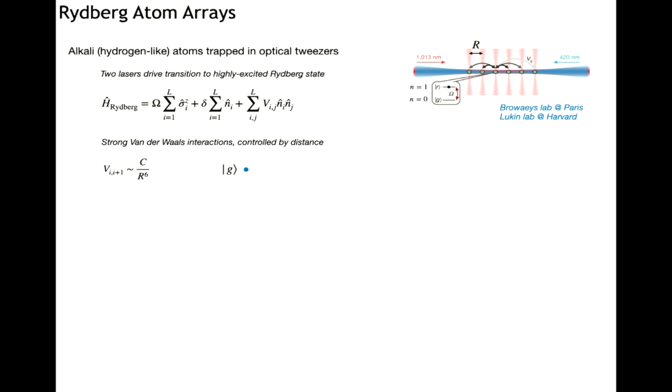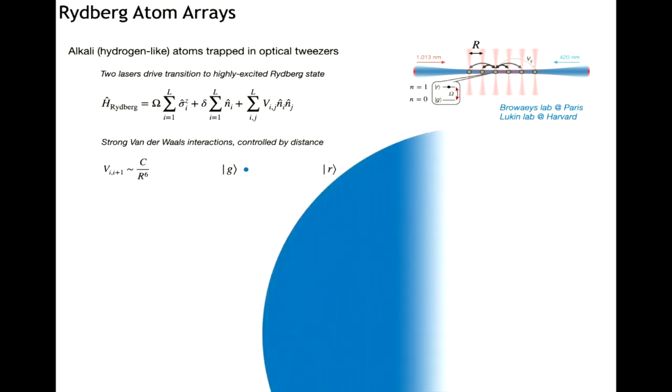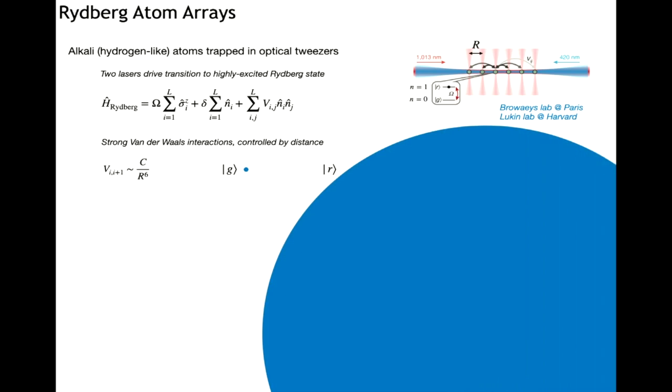This is the electron orbiting near the nucleus. Now, when the atom is excited to the Rydberg state, so to a highly excited state, its wave function looks more or less like that, right? So basically, this electron forms a giant wave function and has a giant polarizability.